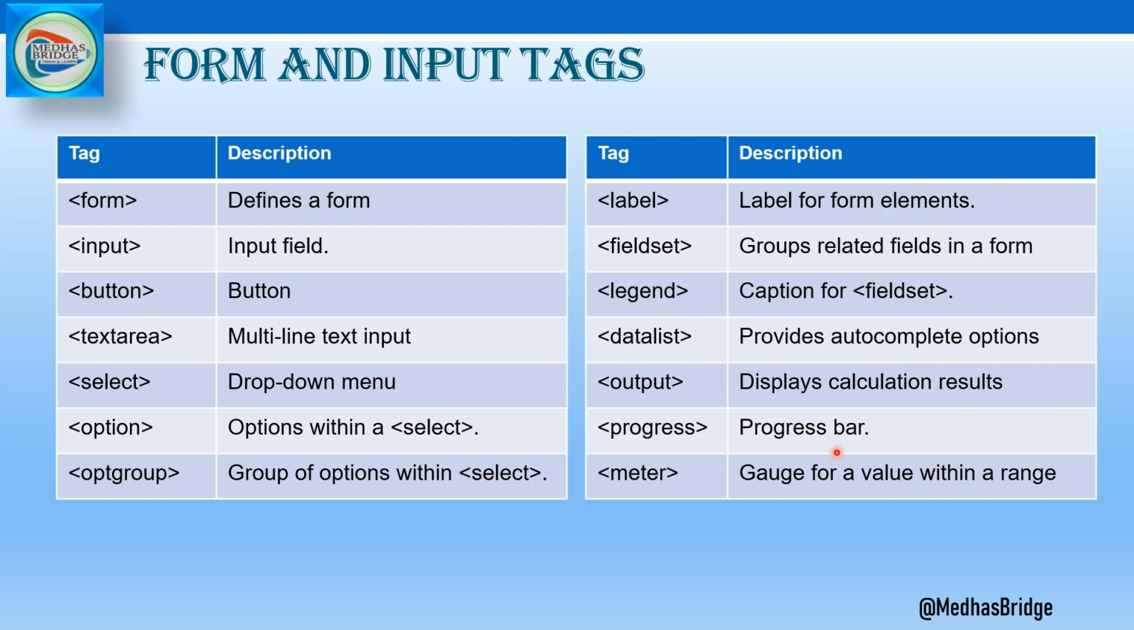Progress bar, so for example downloading software or processing at the backend, those kinds of things you can represent on a web page using a progress bar. Meter is a gauge for a value within a range. So do you see, there are many tags which we will use in our upcoming sessions. Forms and input tags are what we covered so far.